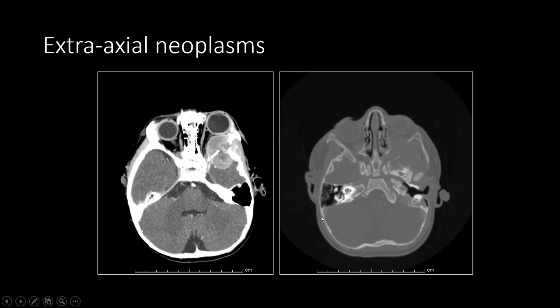So this is an example of a patient with neuroblastoma and an osseous metastasis to the left greater sphenoid wing. We can see there's lysis of the involved bone. Tumor has extended into the orbit and into the left middle cranial fossa.